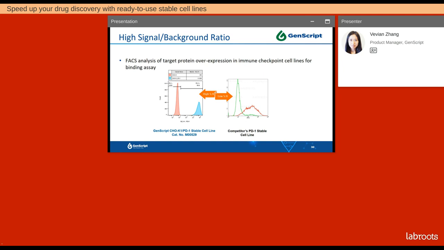However, in the right panel, you can see the signal from the target expression cell line is actually overlapping in the histogram with its control cell line, indicating this cell line is probably not a single clone and it's not delivering a high signal versus background ratio. This could be a very serious issue when you use this cell line for your drug discovery research.